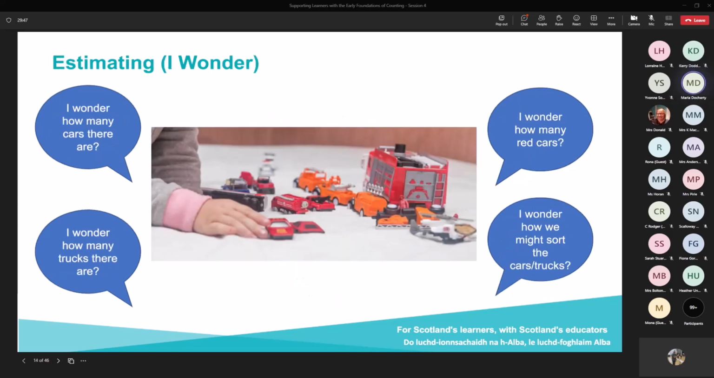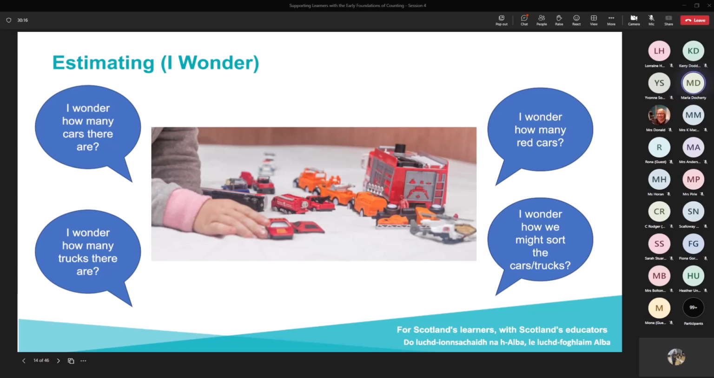I mentioned a wee bit earlier on about the skill of estimating, and Yvonne and I and the wider team are always looking for effective ways to promote the skill of estimating. Counting collections provide an ideal opportunity to do this as a way of promoting that mathematical curiosity, ensuring the focus remains on the process of learning and not always on that final answer or on that final outcome, which we know a lot of our learners are really focused on.